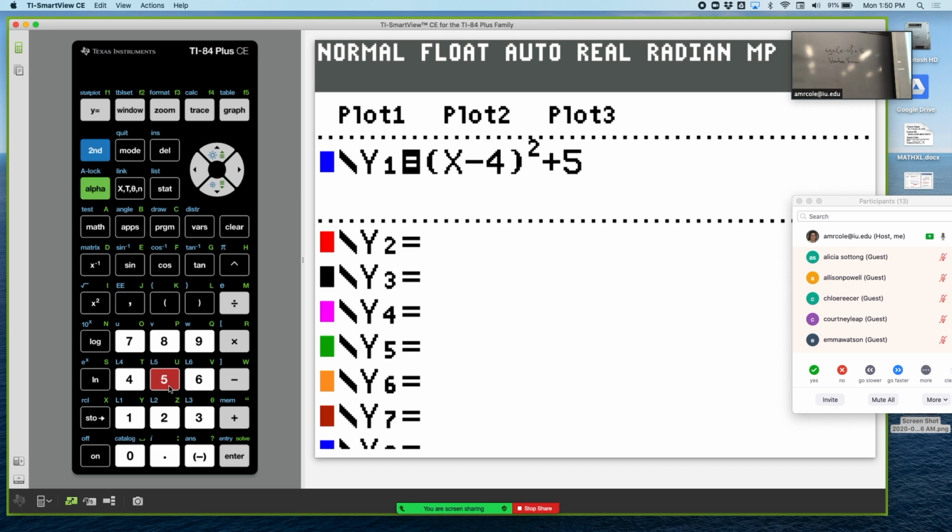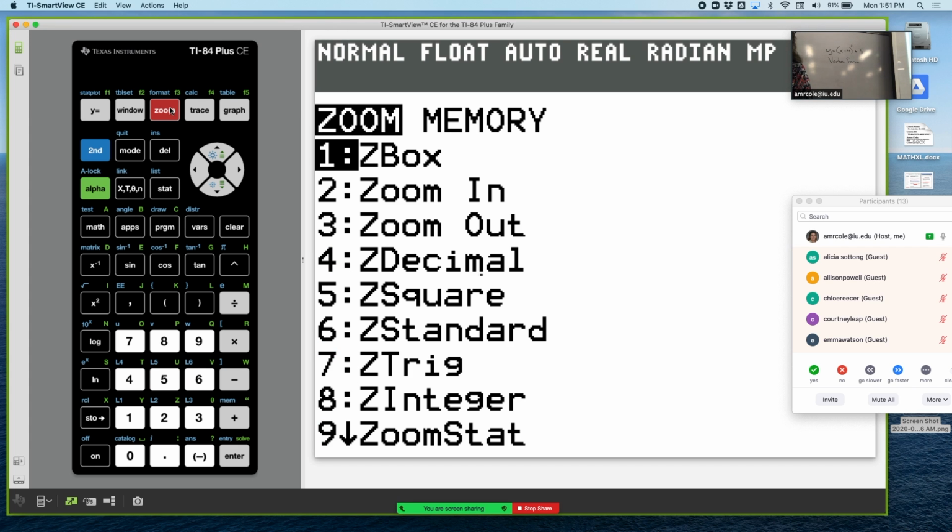Now, on this one, we're going to just zoom on a standard window. Technically, could I just hit graph? I could, but I want to see what this looks like on a standard window. So this time, instead of hitting graph, I'm going to hit zoom. Then I get this window, and I've got lots of choices in there. If I use the arrow and scroll up and down, I've got even more choices. But 6 right there, the Z stands for zoom.